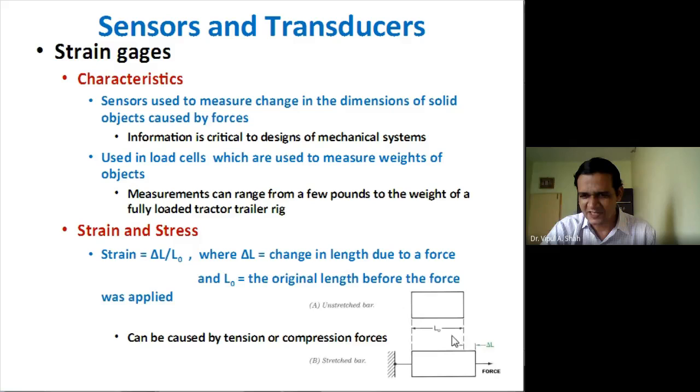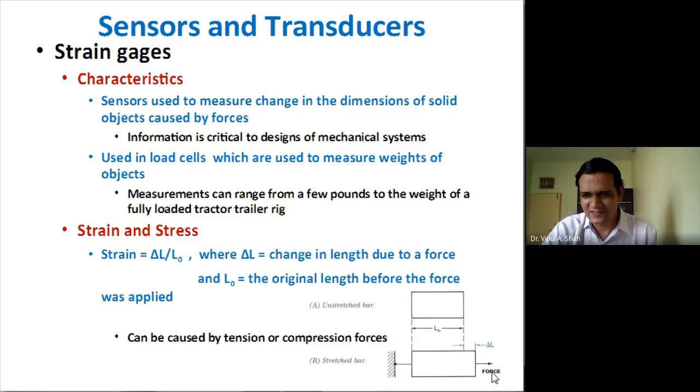So L0 will become L0 plus delta L under the influence of this force. And we are measuring this strain with reference to delta L divided by L0. So what is this delta L? Delta L is the change in the length due to the force. Whatever force we are applying on this original material of wire, that is resulting in this much deviation. So this much length is increased in this wire due to the application of this force.